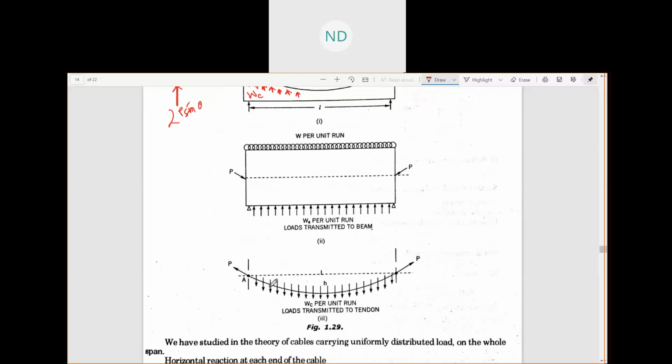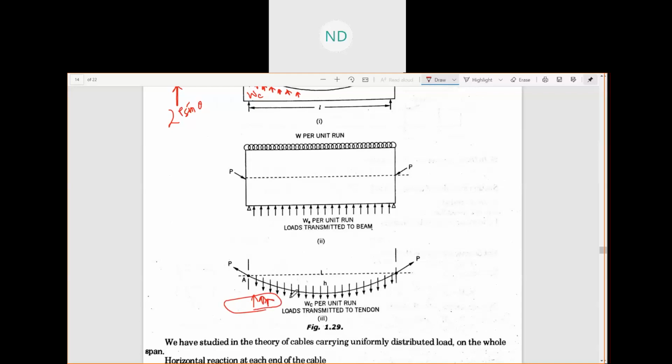So you can say this is your downward load, this one W per unit run. So they are acting on the tendon in this way, and due to this pre-stressing force, when you release the anchorage, the parabolic profile tendons are also going to give upward thrust in this way. So we have to know now what is this upward pressure.